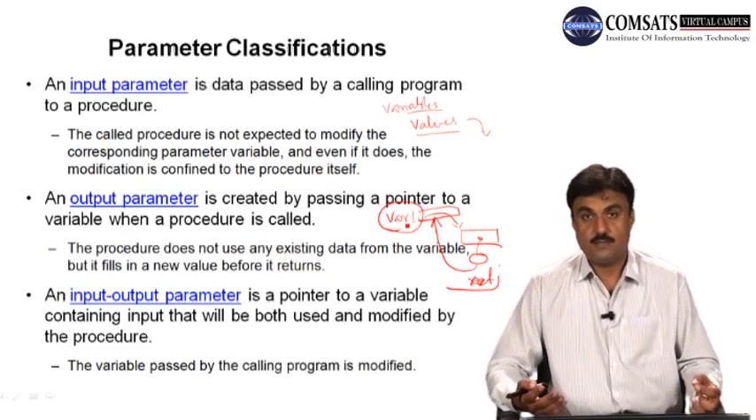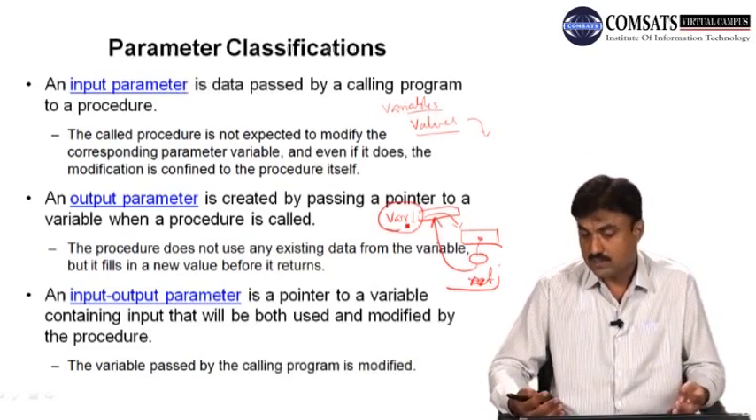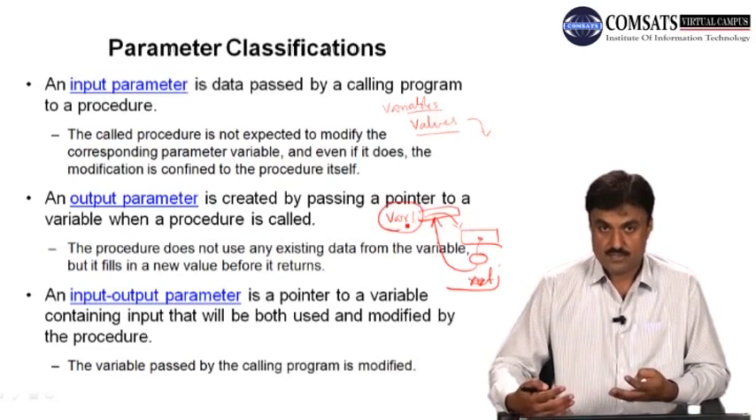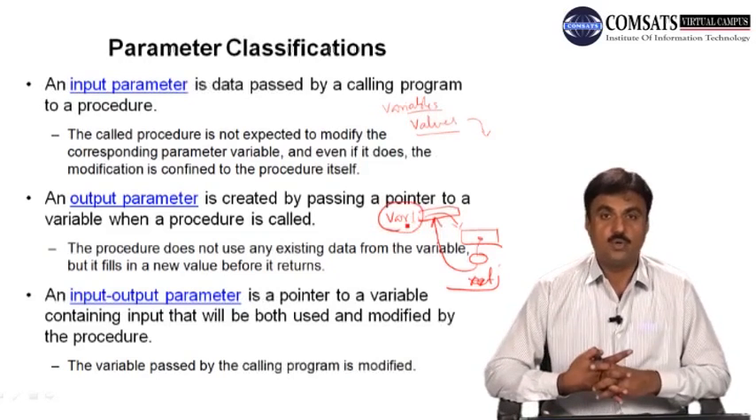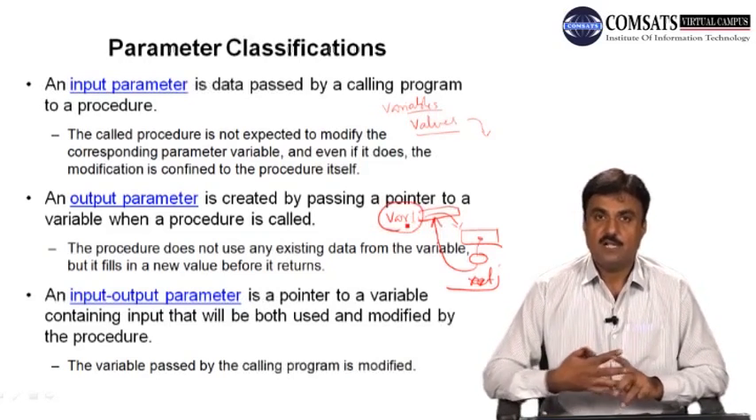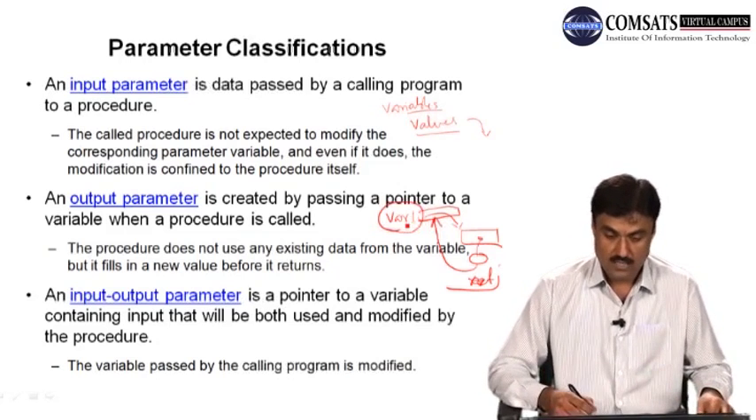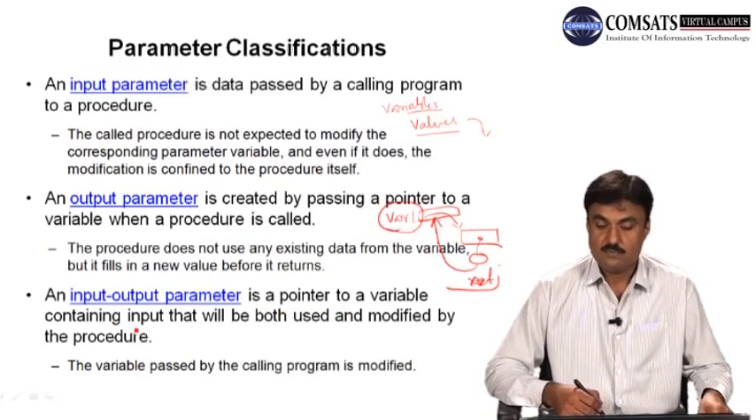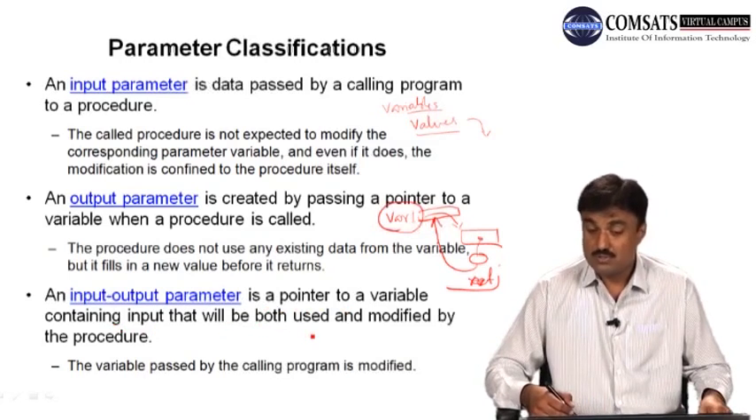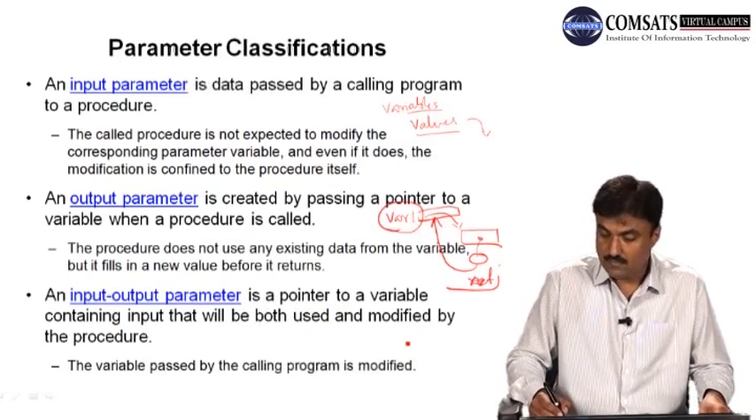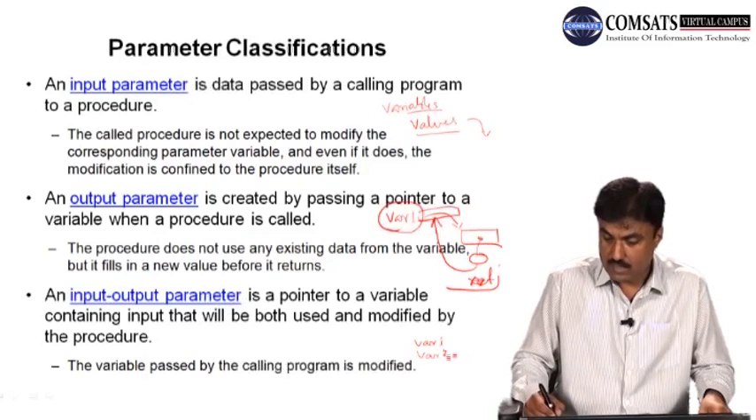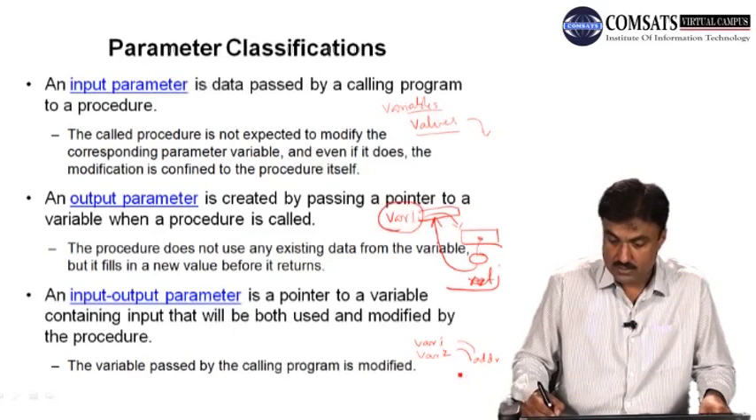And an input-output parameter is a combination. So we are passing the parameters, or the arguments, or maybe their addresses. The procedure is using those stored values, and the procedure also modifies those values. So it's a parameter that is a pointer to a variable containing input that will be both used and modified by the procedure. For example, we have variable 1 and variable 2, and we are passing their pointers, their addresses, inside the procedure.